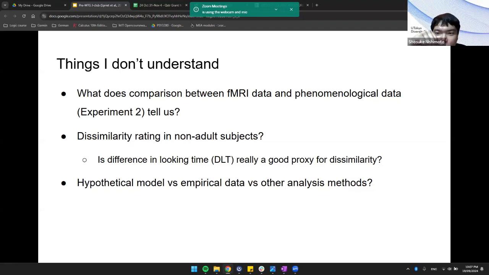Can I ask an elementary question? Is looking time data phenomenological data or behavior data? I think eye movement or looking time is behavior data. You're right. Sorry, the term I used is not correct. You are right, it is behavior data. Oh, okay.